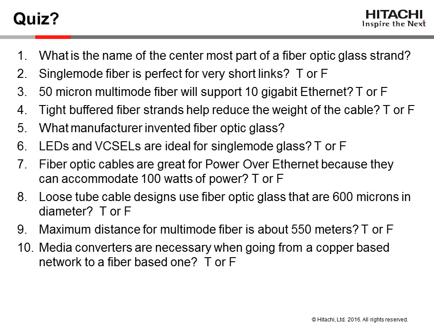Number 8. Loose tube cable designs use fiber optic glass that are 600 microns in diameter. True or false? Number 9. Maximum distance for multimode fiber is about 550 meters. True or false? Number 10. Media converters are necessary when going from a copper-based network to a fiber-based one. True or false?